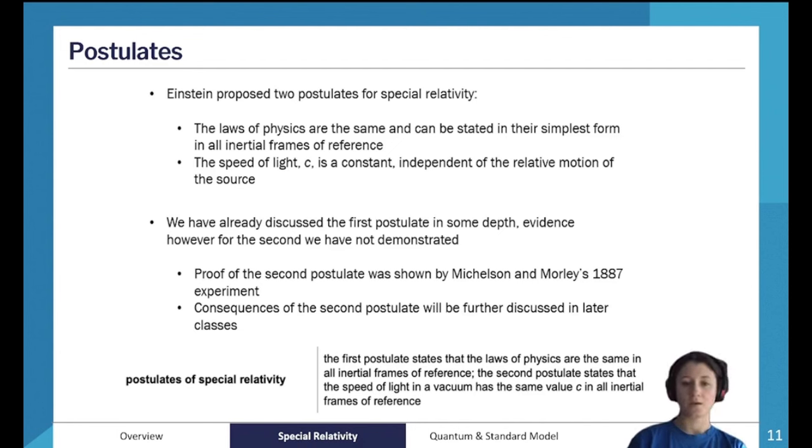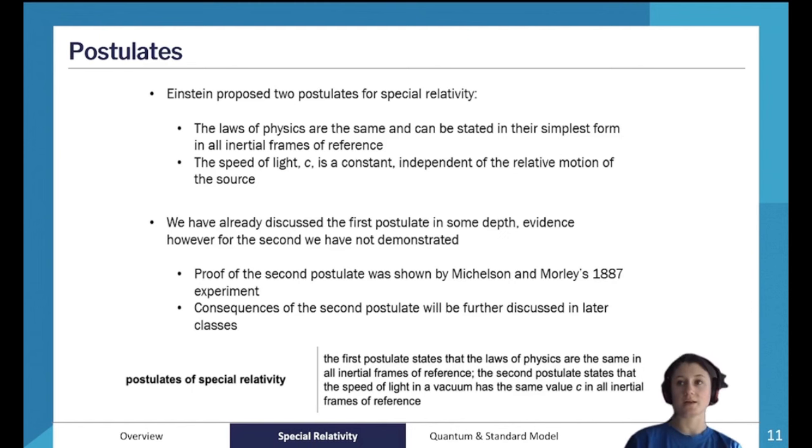So, the first one is that the laws of physics are the same in all inertial reference frames. Alright? So, what this is saying is that in all reference frames that are not accelerating, and that's an inertial reference frame, it's not accelerating, in all reference frames that are not accelerating, the laws of physics are the same. Nothing changes depending on the speed that you're going.